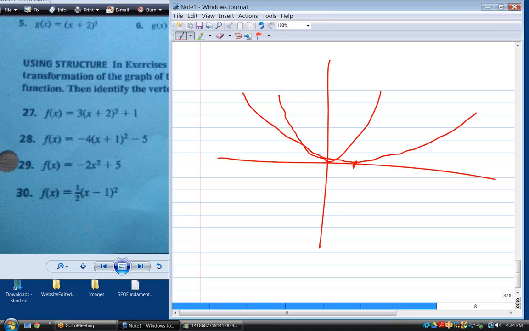It has the effect of flattening the parabola. Instead of making it skinnier, it makes it fatter. So there's this function graphed.